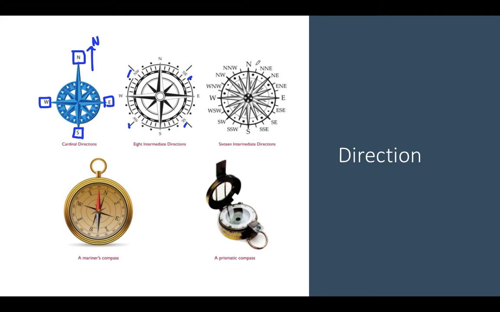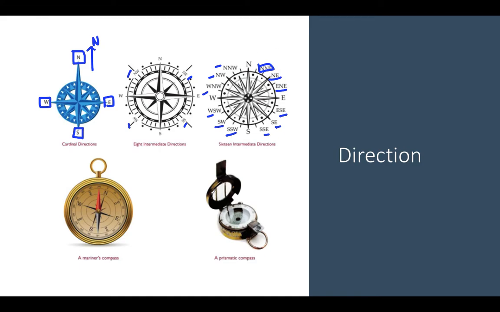You can understand the intermediate directions from the given diagrams. Here you can see north, then north northeast, northeast, then east northeast, east, east southeast, southeast, south southeast, south, south southwest, southwest, west southwest, west, west northwest, northwest, north northwest.